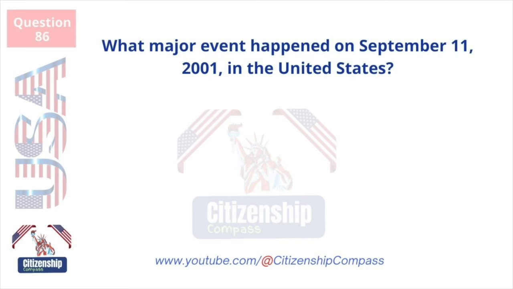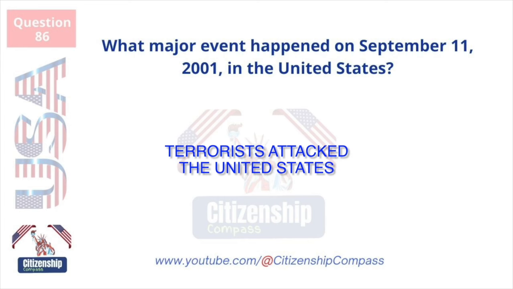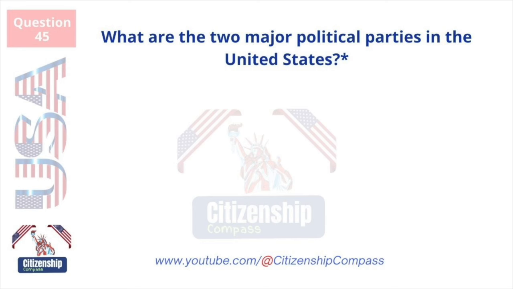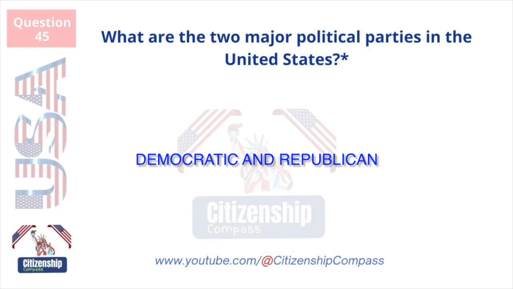What major event happened on September 11, 2001 in the United States? Terrorists attacked the United States. What are the two major political parties in the United States? Democratic and Republican.